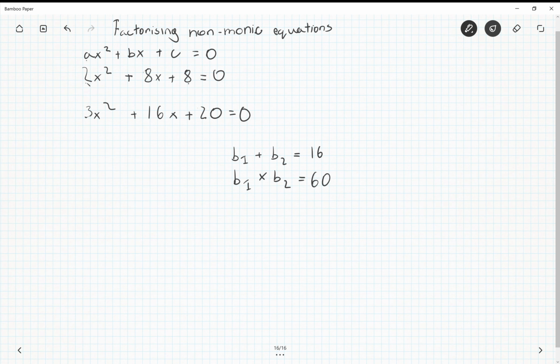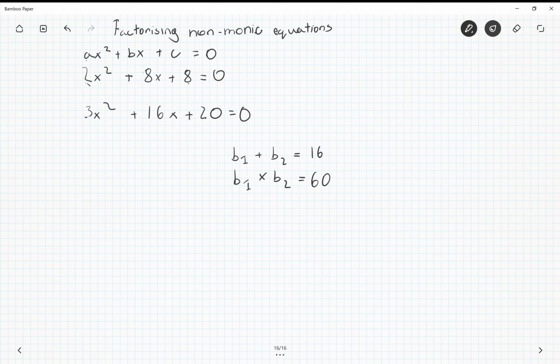So let's think about what two numbers can be multiplied to give 60. So there's 15 times 4, that doesn't work. 12 times 5, if you add that, that equals 17, so that doesn't work. 10 times 6, now that does work because 10 plus 6 is 16, and 6 times 10 equals 60.